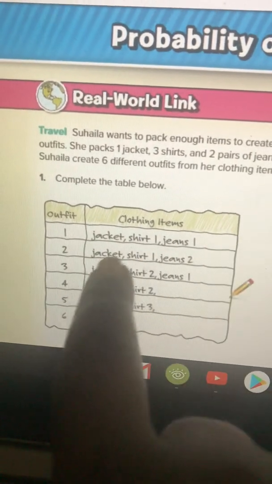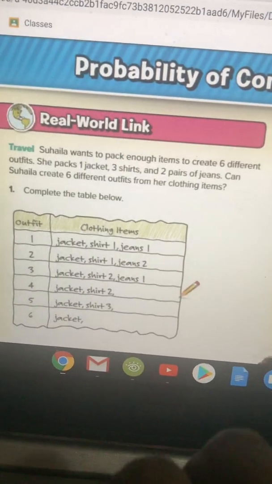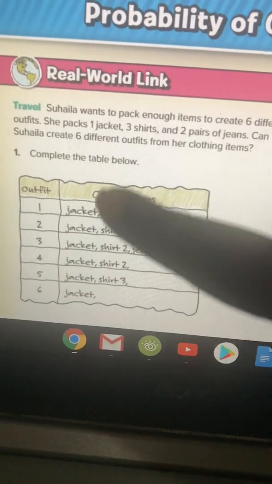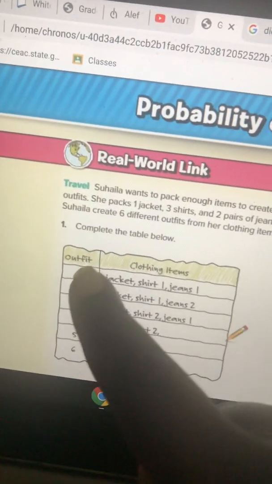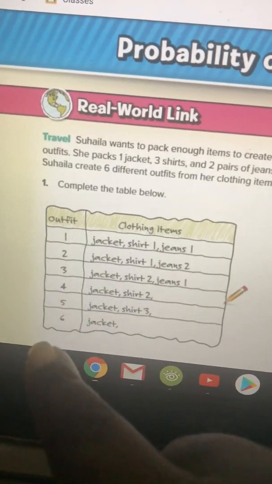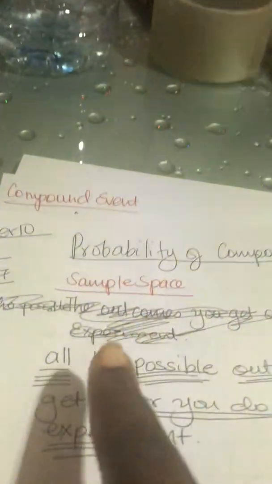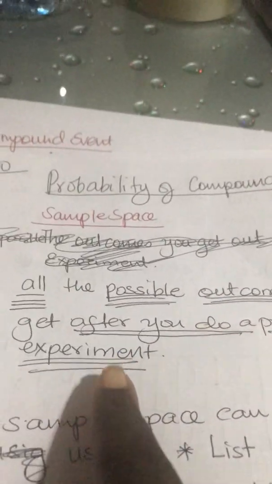This is one arrangement which is not the same as this one, which is not the same as that one, like that. When she finishes all, that is what we are calling the sample space. All of these things she will list over here. Everything she will list on this column will be her sample space. And all these outfits she has labeled, this will be her outcome. They will continue until she finishes. Okay? So, what is a sample space? All the possible outcomes you get after doing a probability experiment.